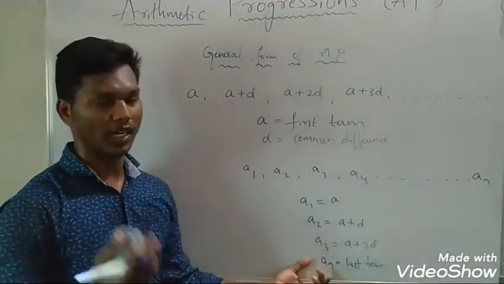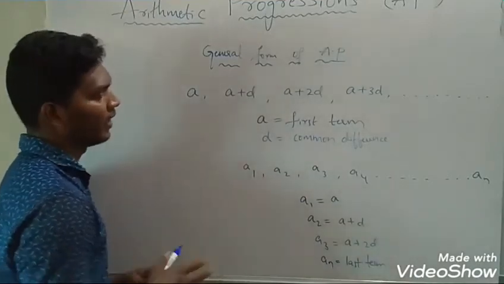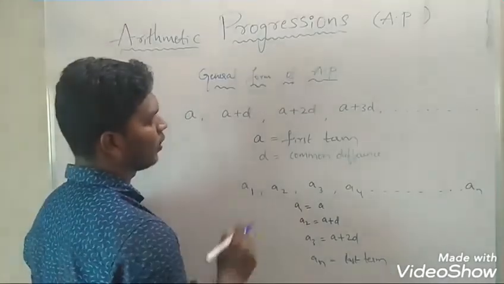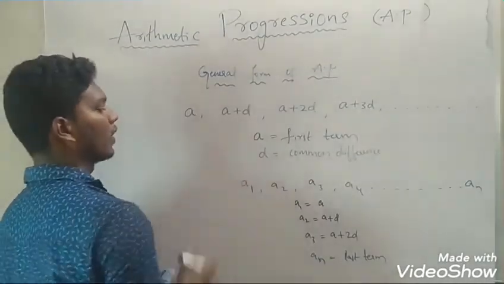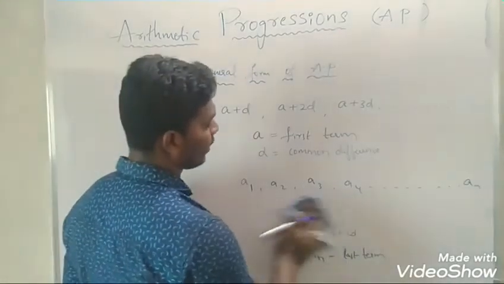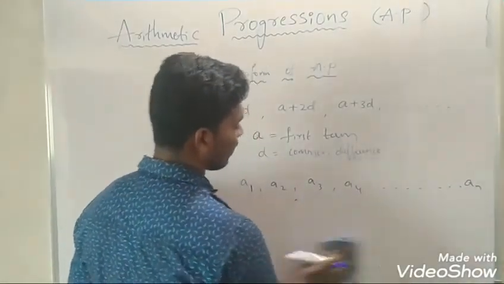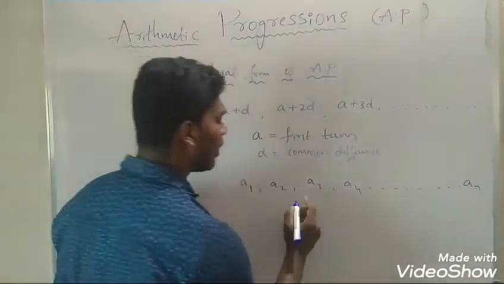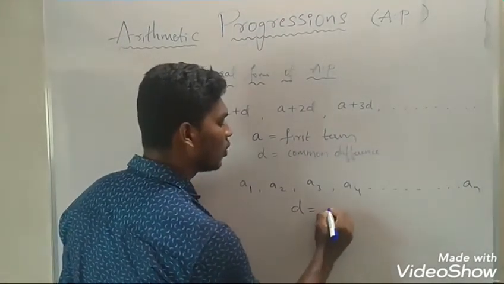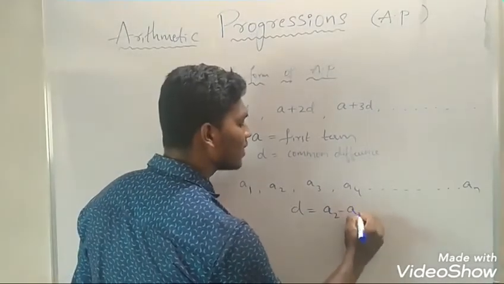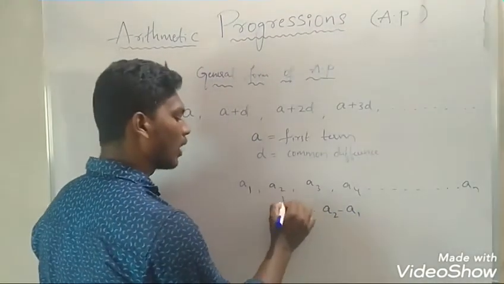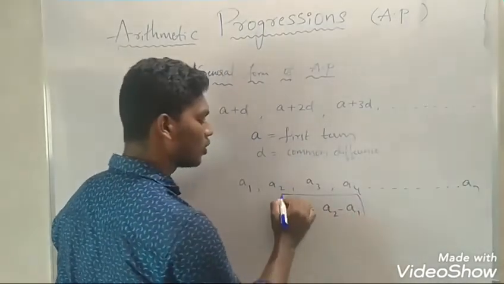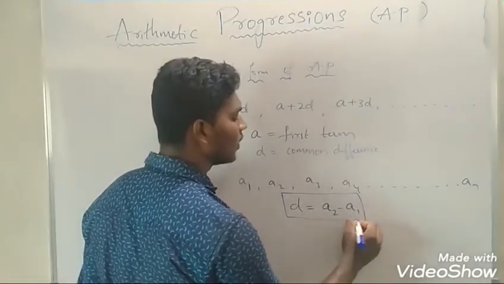So what is the formula for last term? You may learn that in the further class, right? Now we are going to learn the formula for common difference. D means common difference. So the formula for common difference D is equal to A2 minus A1.